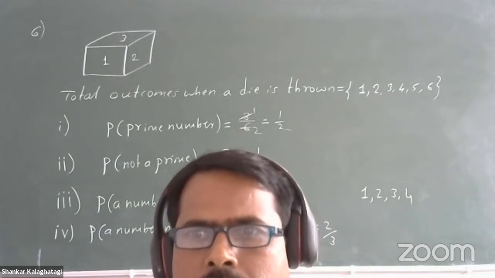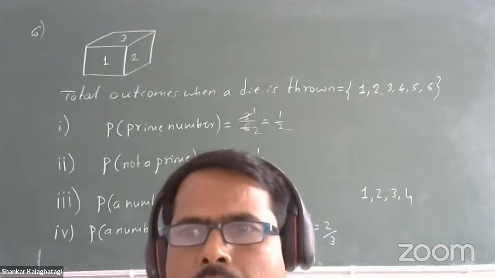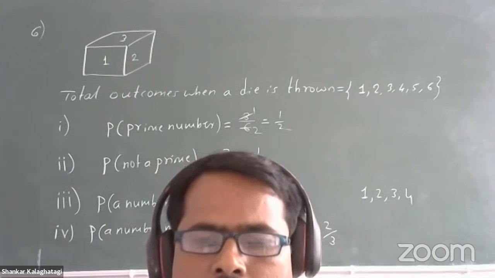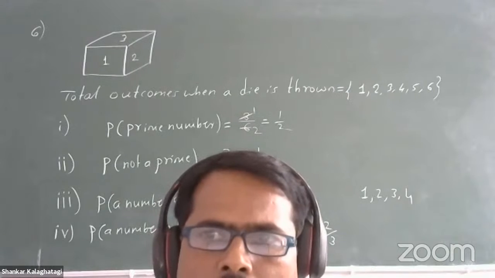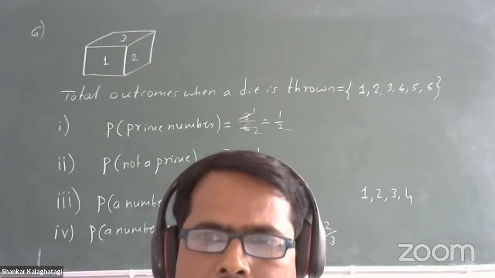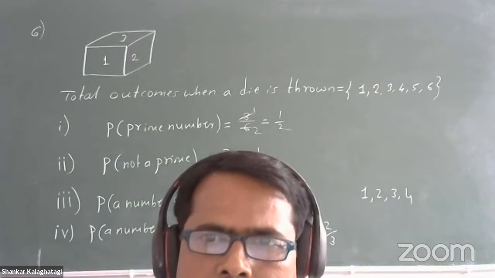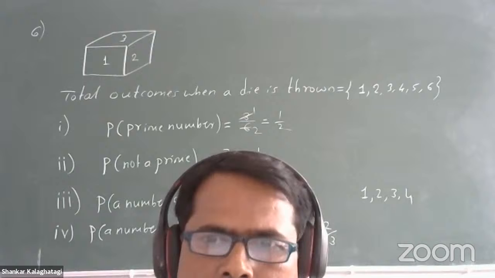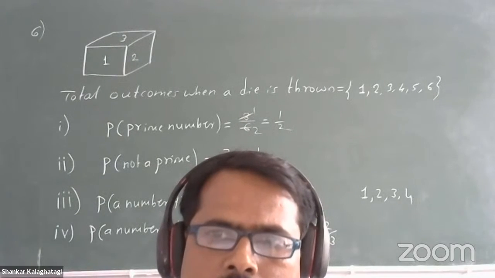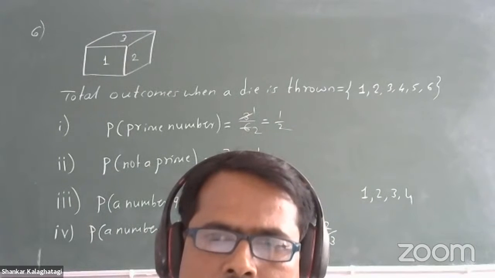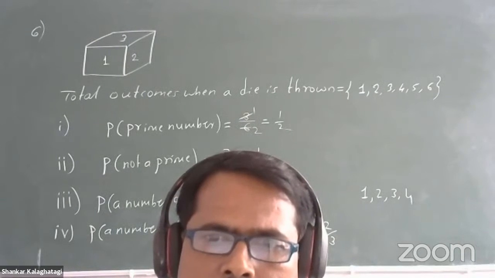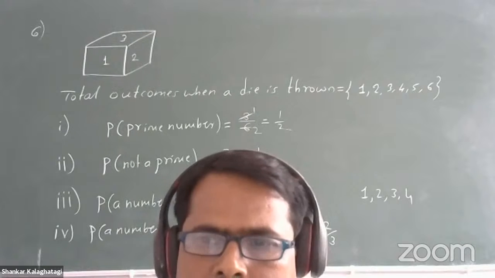Deepak. Yes, sir. How many tables do you know? 20. Okay. Then read 19 table. 19 ones are 19, 19 twos are 38, 19 threes are 57, 19 fours are 76, 19 fives are 95, 19 sixes are 114, 19 sevens are 133, 19 eights are 152, 19 nines are 171, 19 tens are 190. Okay, good.